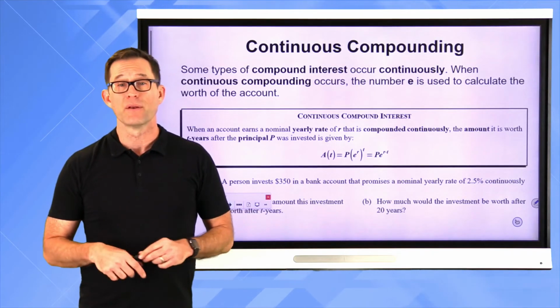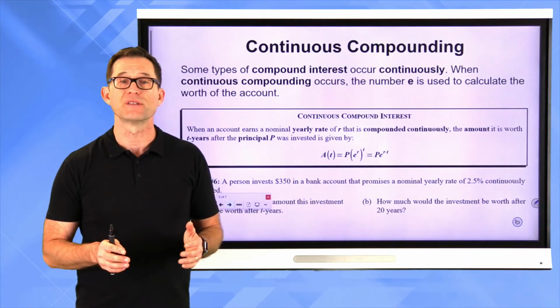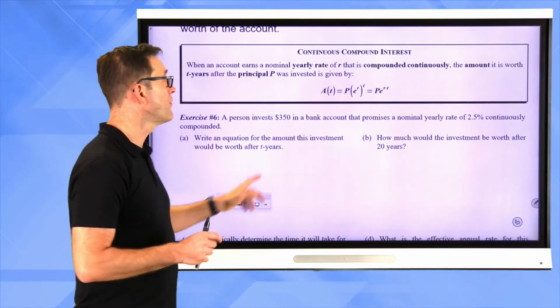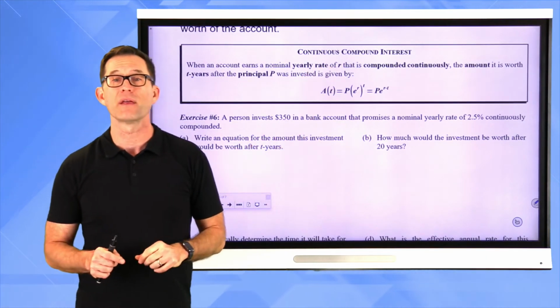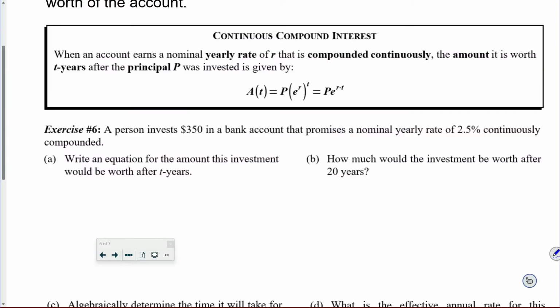Some types of compound interest occur continuously. When continuous compounding occurs, the number e is used to calculate the worth of the account. So this is one of the most famous formulas in all of finance, called the continuous compound interest formula. Let's take a look at it. When an account earns a nominal yearly rate of r that is compounded continuously, the amount it is worth t years after the principal p was invested is given by A of t equals p times e to the r raised to the t, or simply p times e to the r times t.